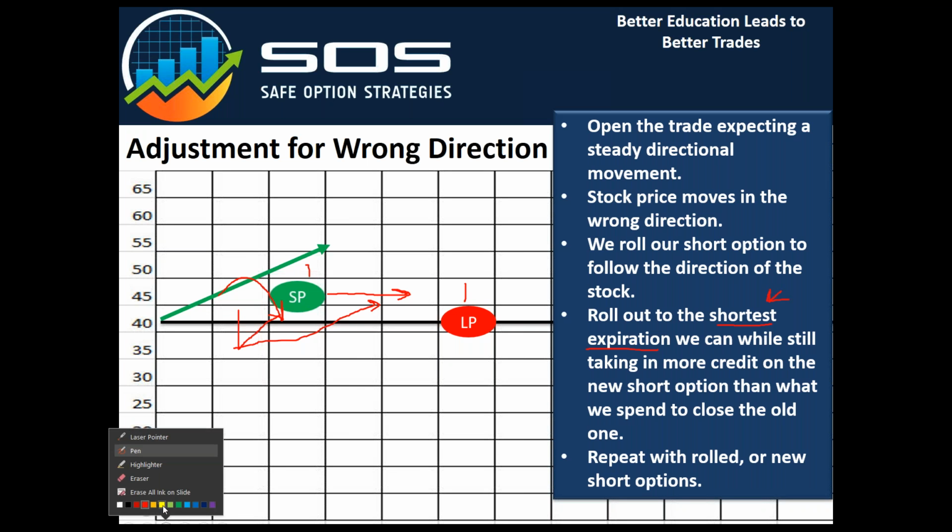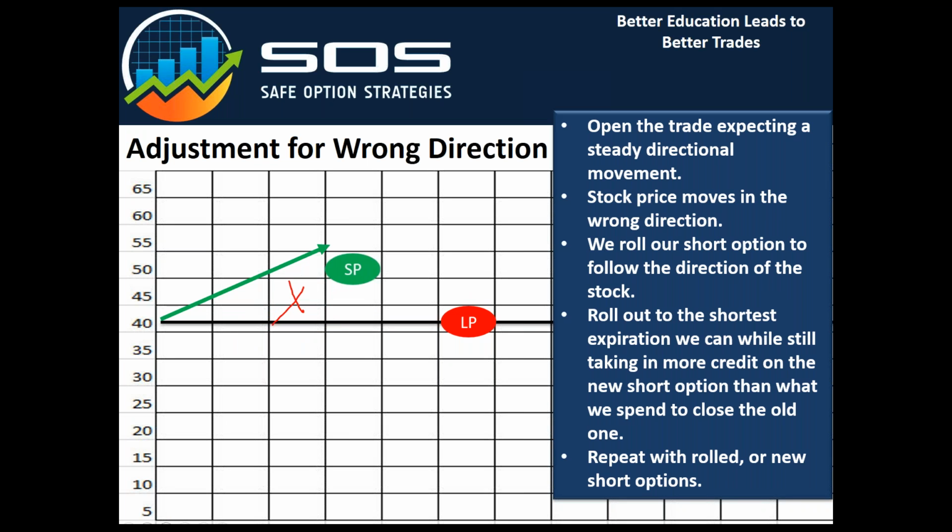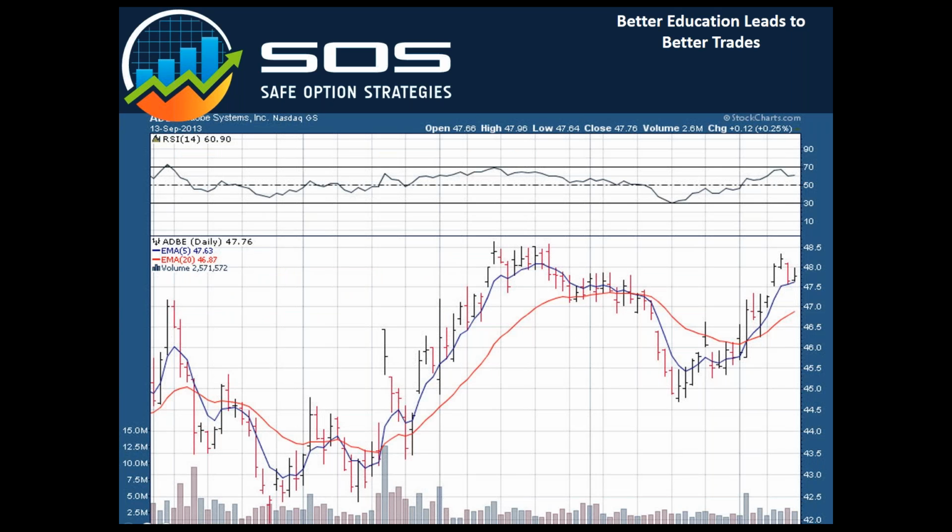Now, one other thing is, as these short options get close to expiration or they expire, we can either continue to roll them, or upon expiration, we could add a new short option. So let's say we've got a trend that's looking like this.